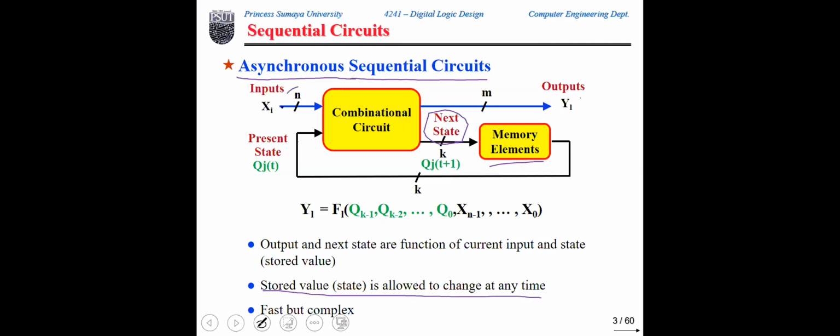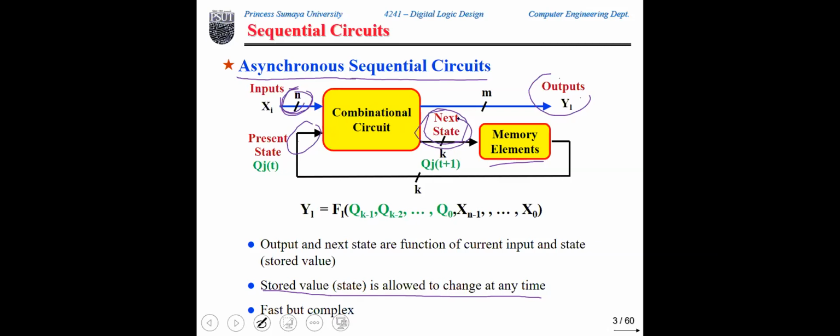So whenever the input changes, the output will change based on the input value and the stored value. As soon as the input changes, the output and the next state technically will change as soon as the input changes. So the circuit does not wait a long time, or wait for a certain event to occur at a certain instant of time, in order to change its output and next state.